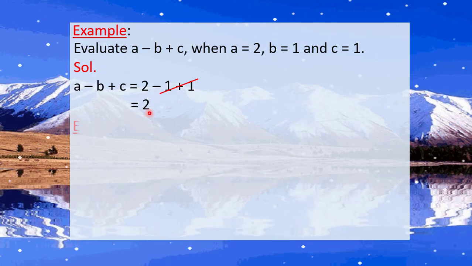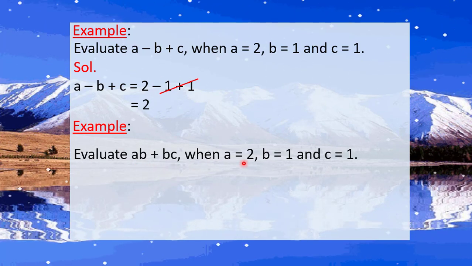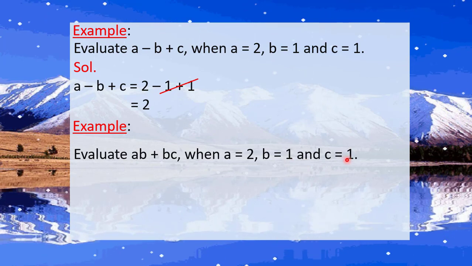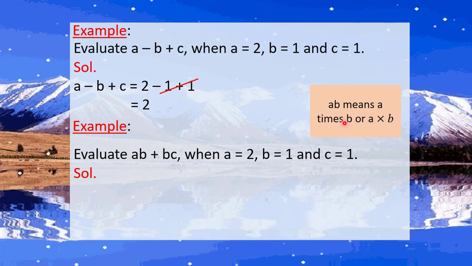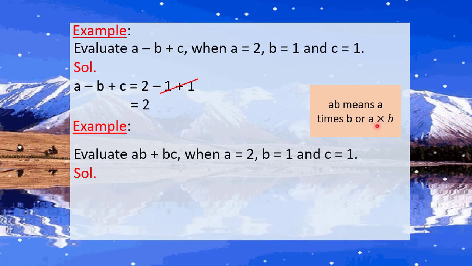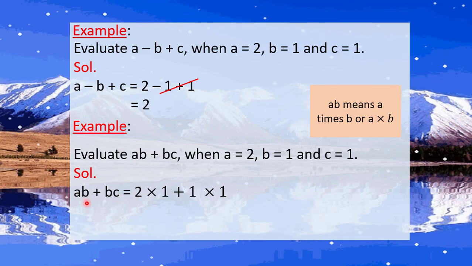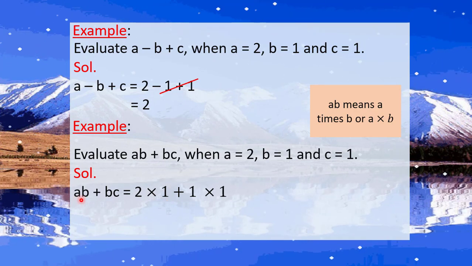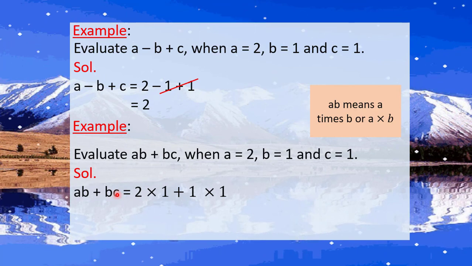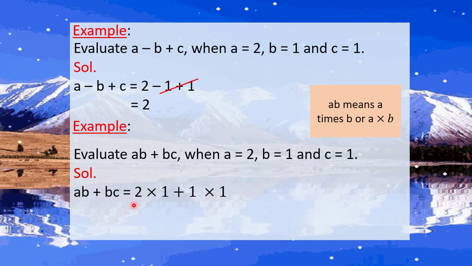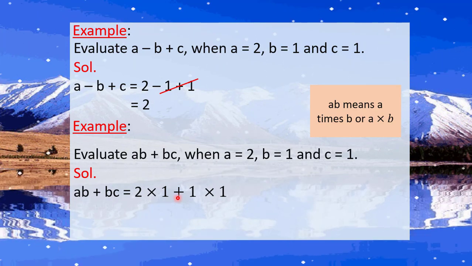In this example, we have to evaluate the expression ab plus bc when a is equal to 2, b is equal to 1 and c is equal to 1. In solution, remember that ab means a times b or a multiplied by b. To evaluate the expression ab plus bc, we substitute 2 for a and 1 for b and we insert a multiply sign between them as ab means a multiplied by b. Similarly, we substitute 1 for b and 1 for c and we insert a multiply sign between them as bc means b multiplied by c. You have to insert the plus sign as it is between these two terms.